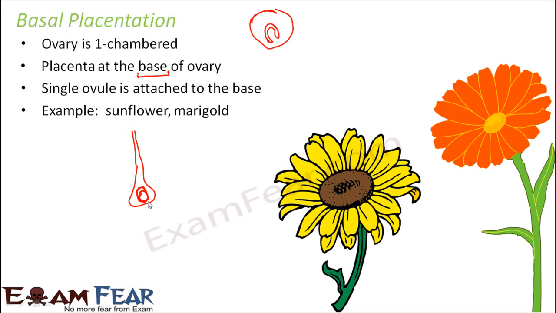Right? Now similar to basal placentation, there is another type which is often spoken about, apical placentation, where instead of being at the base, the ovule is present at the apex of the ovary. That is, instead of this kind of a structure, it is somewhat like this. The ovule is present towards the apex. So this becomes apical placentation.